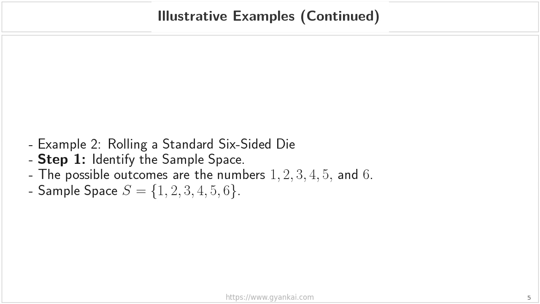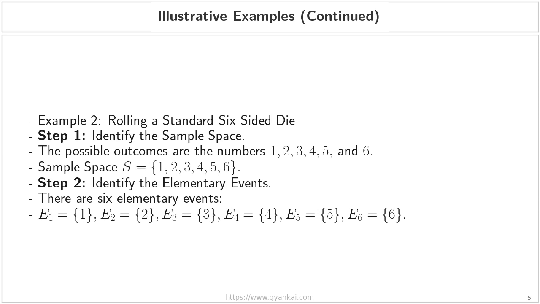When you roll a die, what are all the possible numbers that could land face up? That's right, it could be 1, 2, 3, 4, 5, or 6. So we write our sample space, denoted by a capital S, as a set containing the numbers 1, 2, 3, 4, 5, and 6. Next, in step 2, we identify the elementary events.